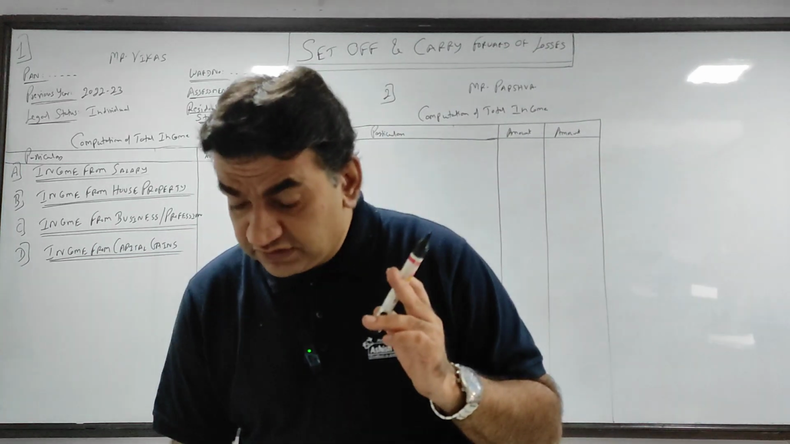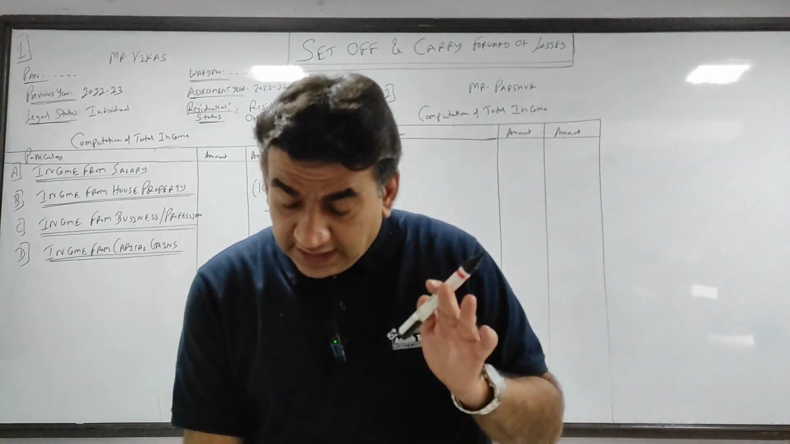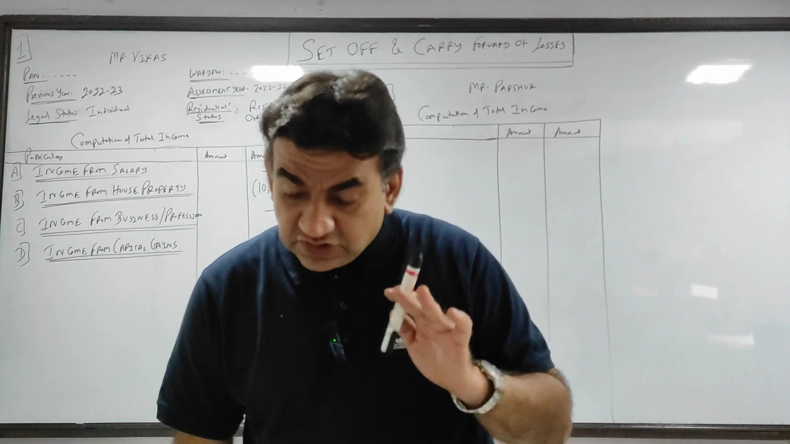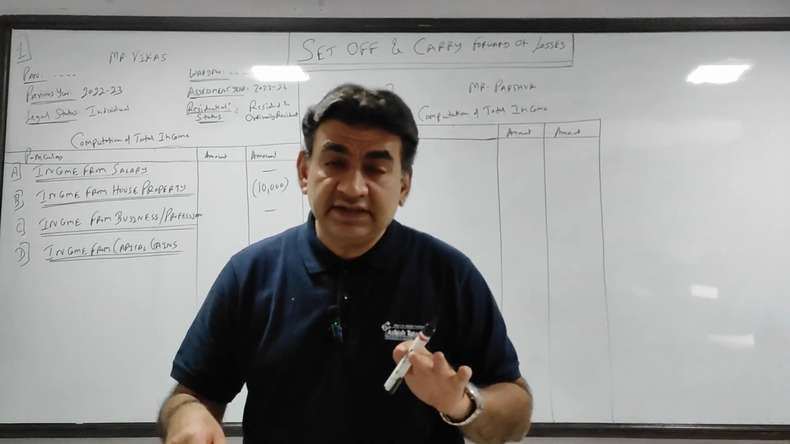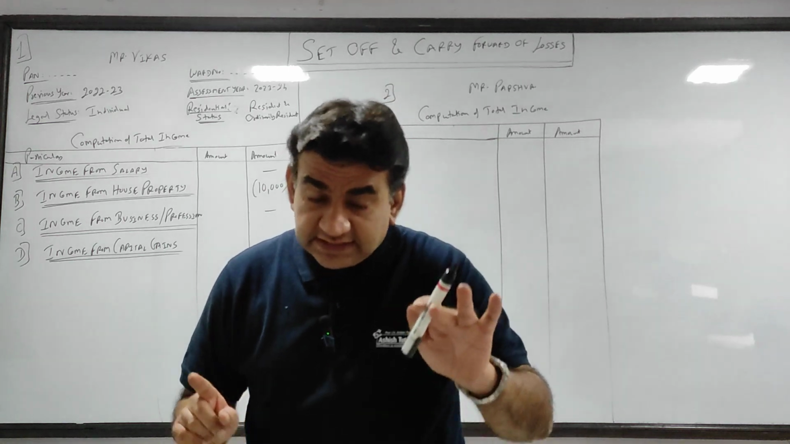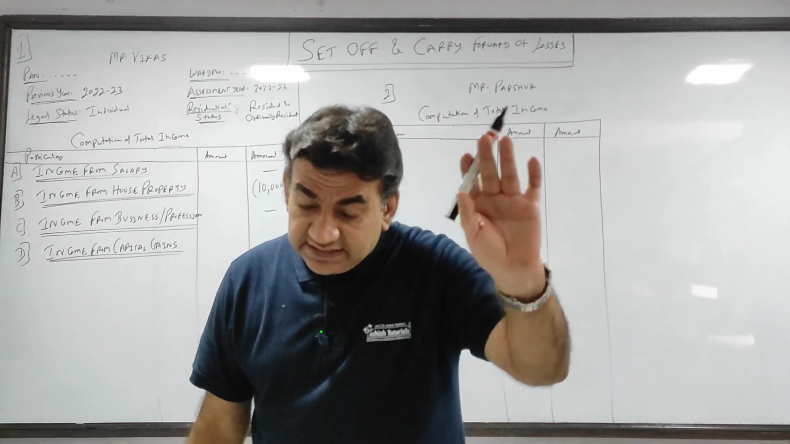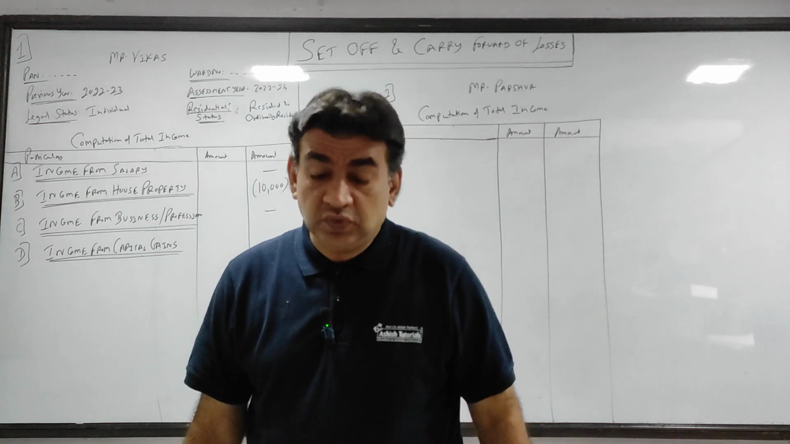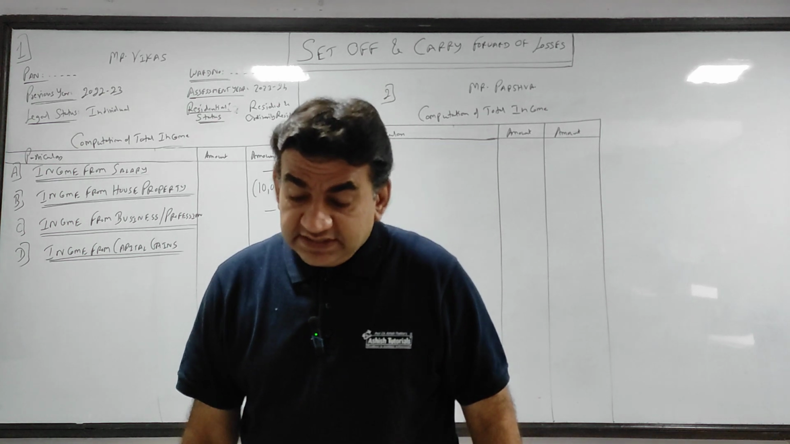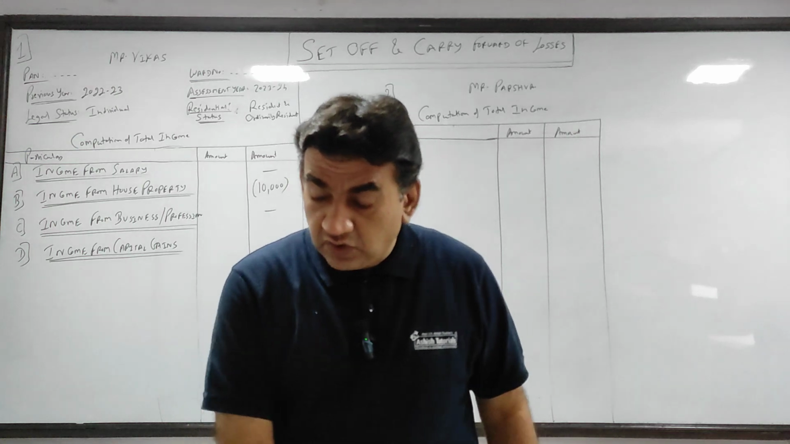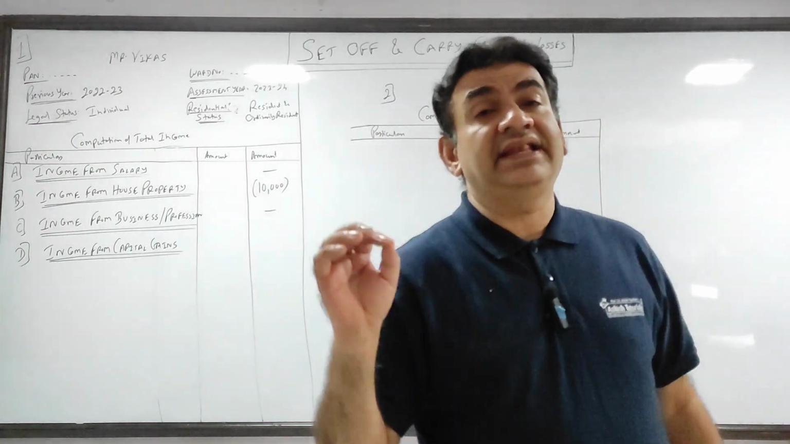Come to the first page of the theory. See there, inter-source. Inter-source means intrahead. Inter-source adjustment means what? Inter-source means within the head, adjusting within the same head. Now see point number 2, exceptions. What does it say? Long-term capital loss can be set off only against long-term capital gain.